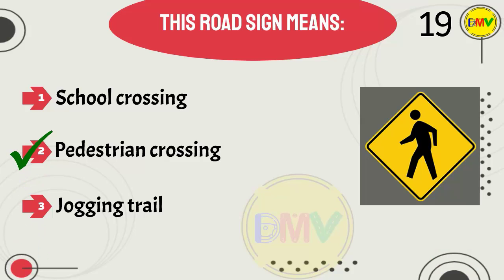The correct answer is 2. Warning signs are usually yellow with black markings. This sign indicates the presence of a crosswalk, regardless of whether it is marked on the pavement or not. Upon seeing this sign, you should be alert and allow any pedestrians to cross the road safely.